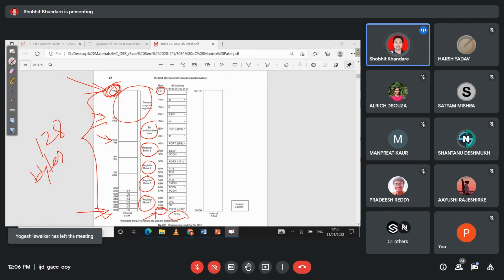From 80 to FFH, as I told you earlier, they are called special function registers, SFR. How many special function registers are there? All these you see, DPL, DPH, PCON, TCON, TMOD, TL0, TL1, TH0, TH1, these are all special function registers. And at which addresses these special function registers are, this thing also you have to learn by heart.